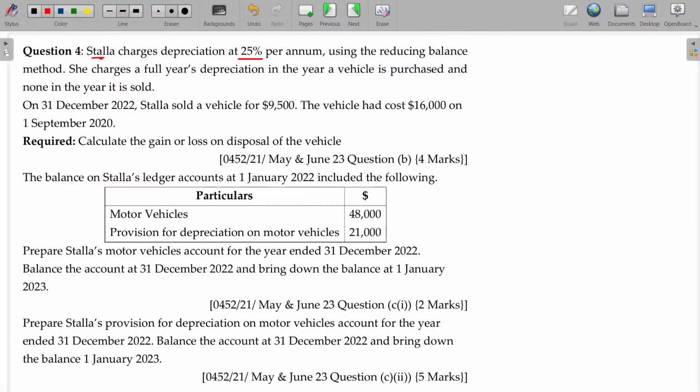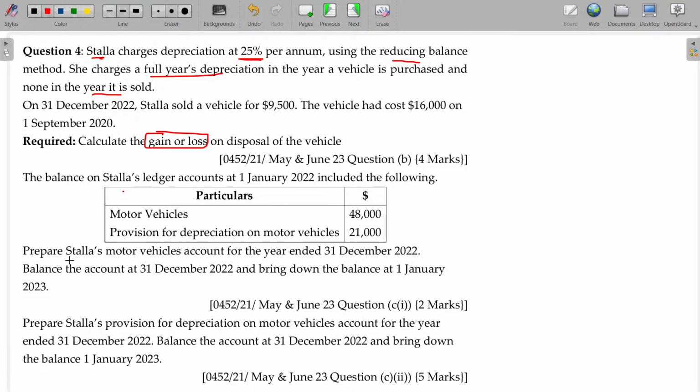Now, Stella charges depreciation at the rate of 25% per annum using reducing balance method. She charges full year's depreciation in the year the vehicle is purchased and none in the year of sale. In the year of sale, no depreciation is charged. On 31st December, so what are the requirements? Stella sold a vehicle for this much. This is also okay. Calculate gain or loss on disposal. And the balance on Stella's ledger account should also be given.